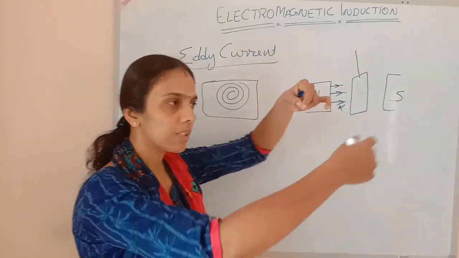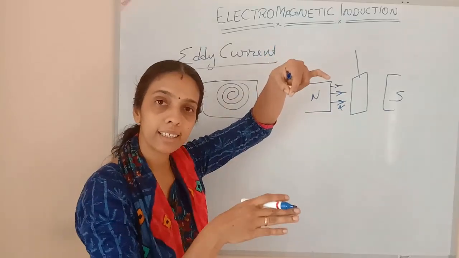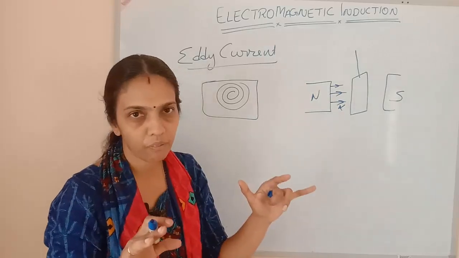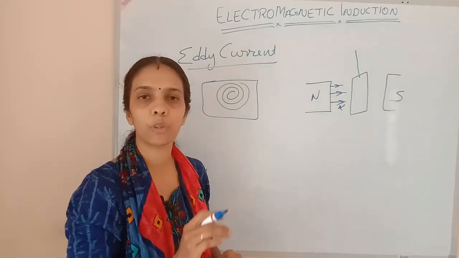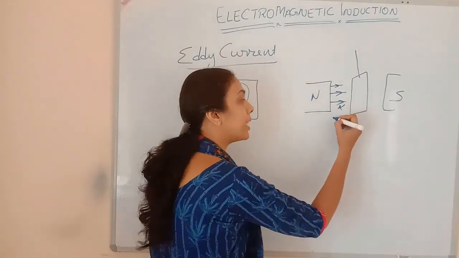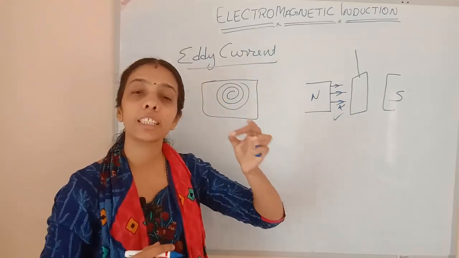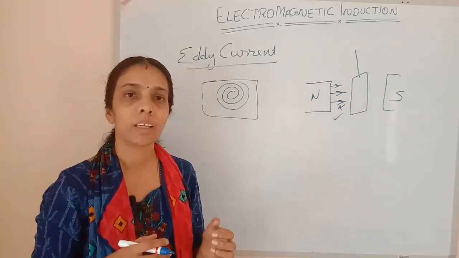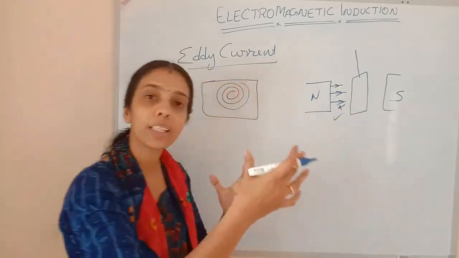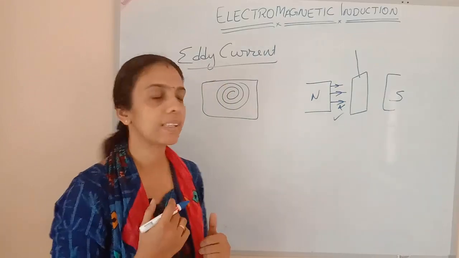Without a magnetic field, the plate will simply oscillate for a long time. When we apply the magnetic field, the oscillation won't last for a long time. It will come back to the equilibrium position fast. What is the reason for this?